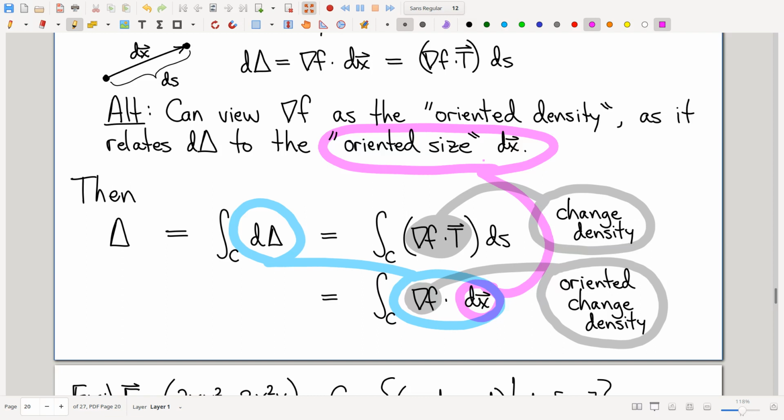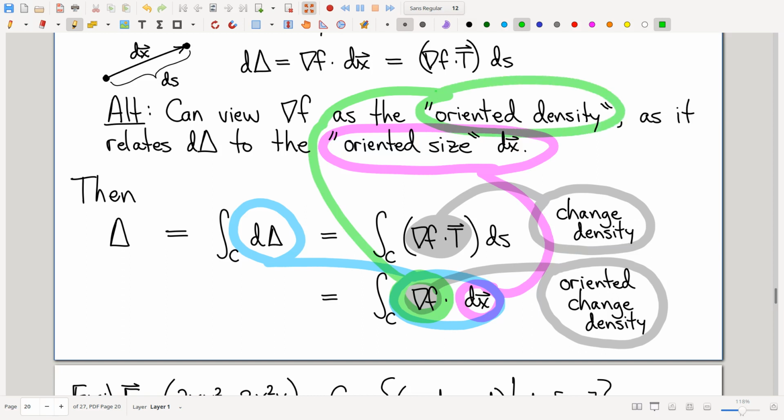Right, so I think this is a pretty natural take. Again, thinking flexibly and loosely, we can think of this dx as being an oriented size. And if you do that, then we can interpret the gradient as an oriented density. Stuff relates to oriented size by way of an oriented density. It's just a kind of interpretation. This is just a way of trying to make sense out of this blue equation in terms of the vectors that we see in having written it this way. It's very handy, though.